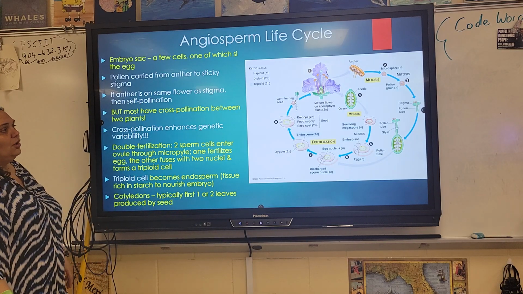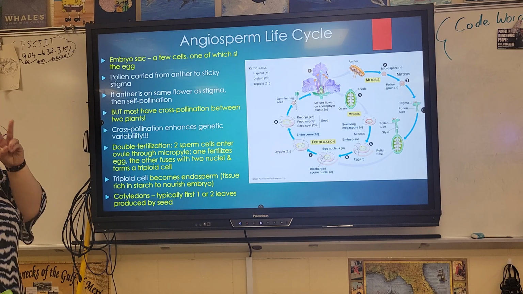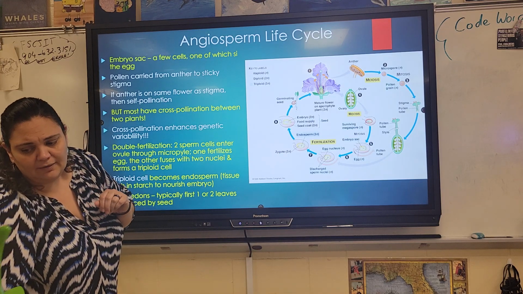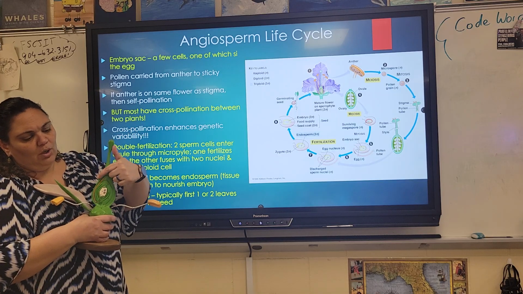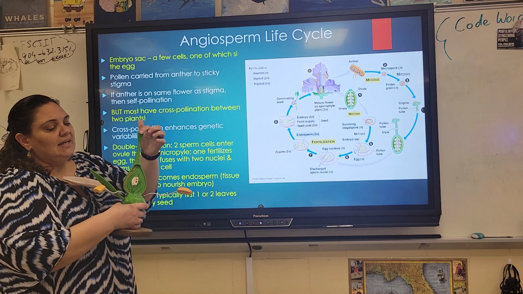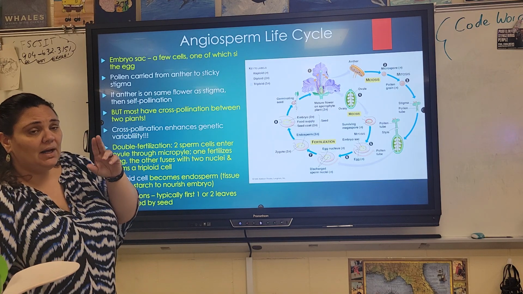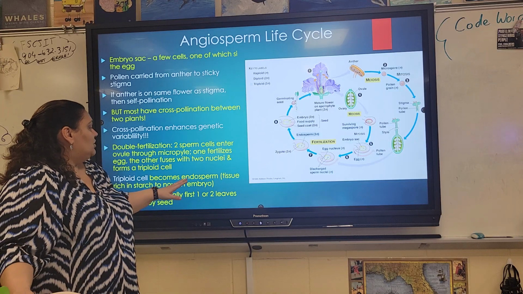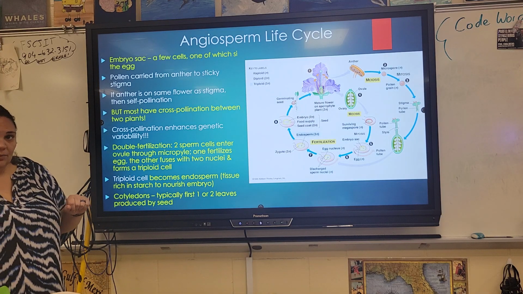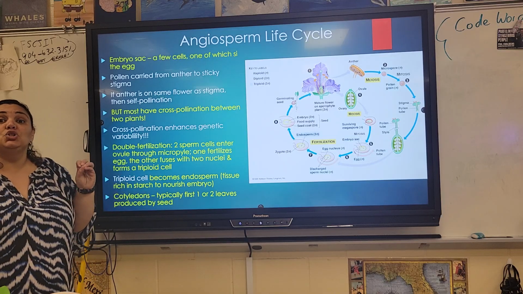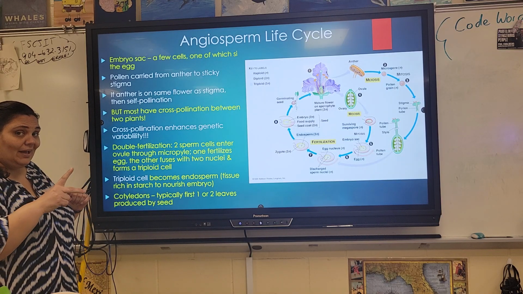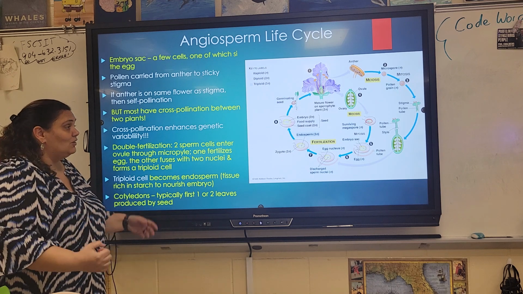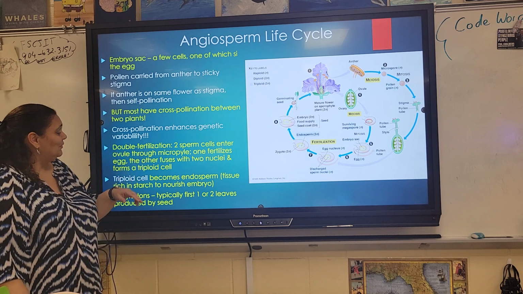Double fertilization occurs with these guys. You're gonna have two sperm cells. One sperm will go and fertilize the egg, and then the second sperm will go and bond with the material around it and form the endosperm, and this actually becomes triploid. So haploid is N, diploid is 2N, triploid is 3N, and that's what we call double fertilization. All right?